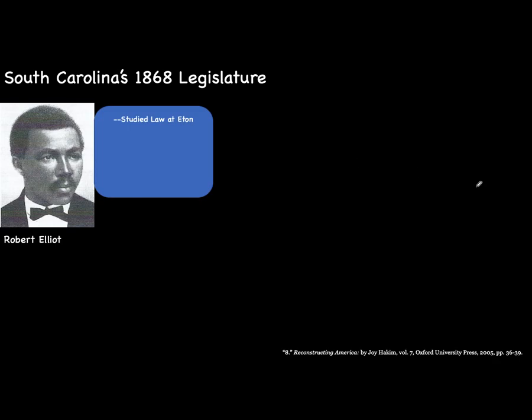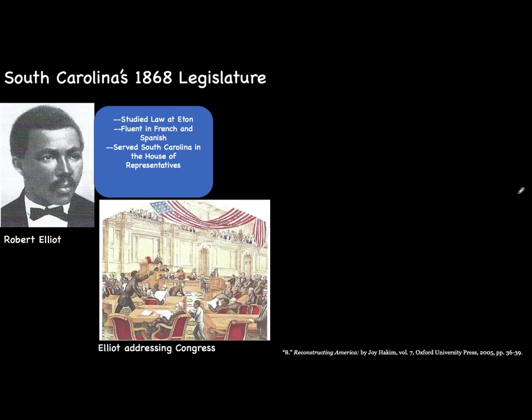Take Robert Eliot. He studied law at Eton, which is a top-notch boarding school in England. Think of that place where Robin Williams taught the kids in Dead Poets Society? It was a really, really good school. I mean, he was brilliant. He was fluent in French and Spanish. Later, he will go on to serve South Carolina in the House of Representatives, and he will promote a bill to fight against the Ku Klux Klan.